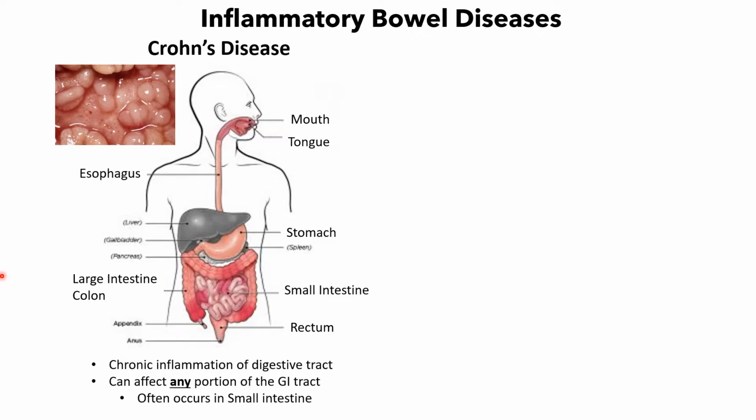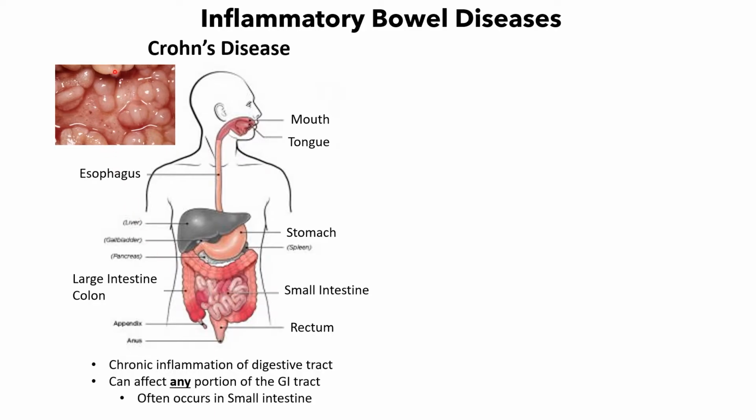Let's first discuss Crohn's disease, an inflammatory bowel disease that largely affects the small intestine. This is due to chronic inflammation of the digestive tract, and in this image we can actually see in color different regions of the gastrointestinal tract that can become affected by Crohn's disease. However, it's important to note that it's largely the intestines, particularly the small intestine, where we see Crohn's disease develop.